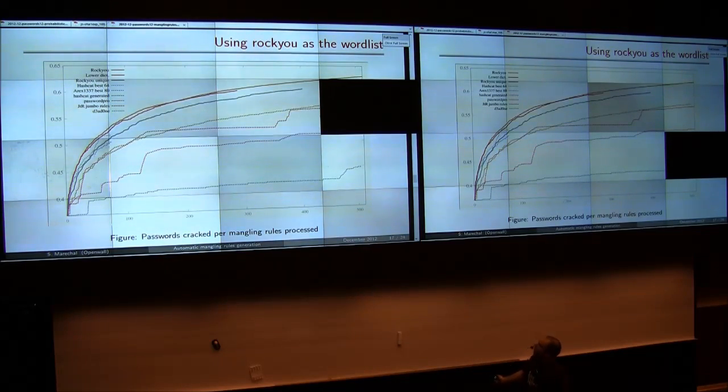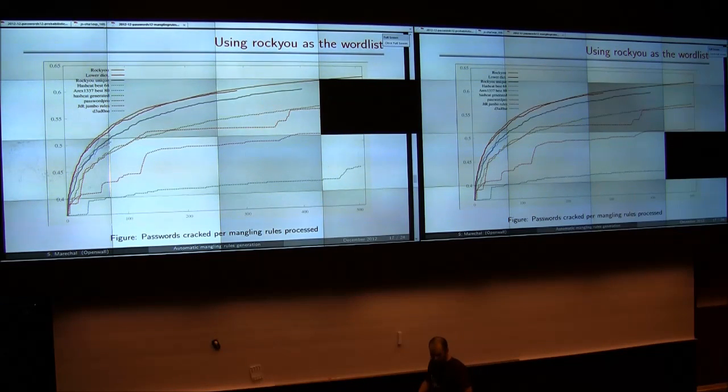So here are the results by using RockYou as a word list against the Yahoo leak. What can be observed here is that, first of all, my rules are really good. Best64 is the next best rule. It performed extremely well, but it's way too short.